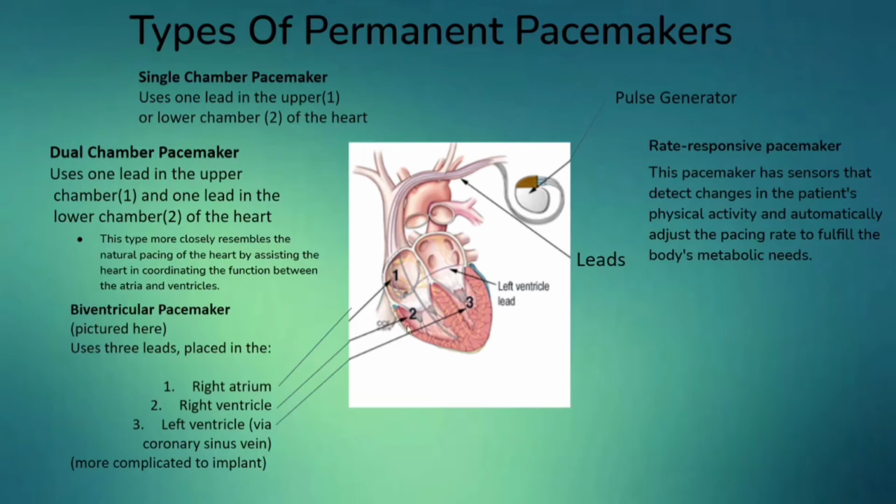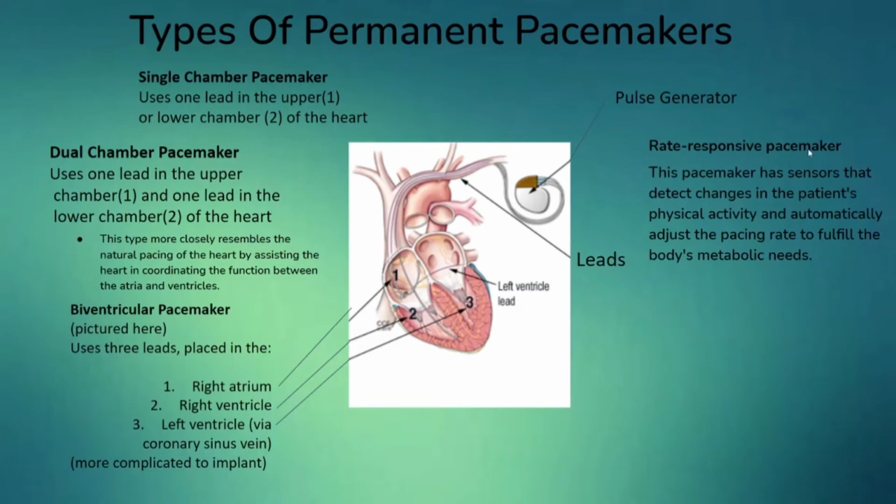And it assists the heart in coordinating the function between the atria and ventricles. So it is like a natural pacing of the heart. Other one is biventricular pacemaker, which uses three leads placed in the right atrium, right ventricle, and left ventricle via the coronary sinus vein. And it is more complicated to implant.